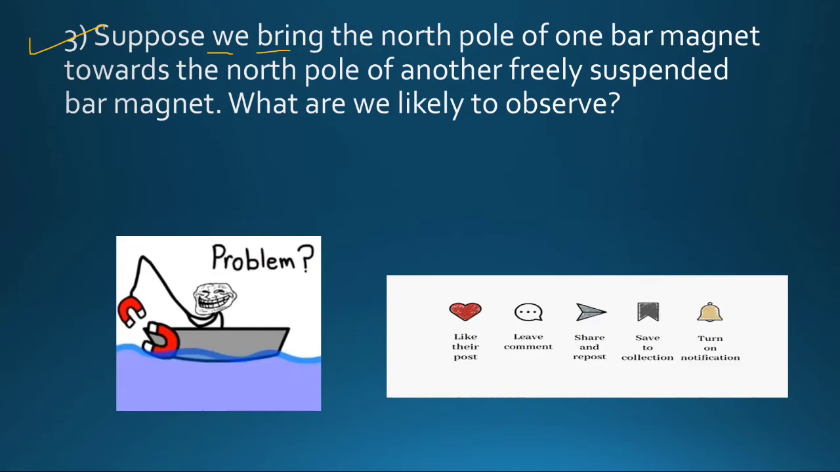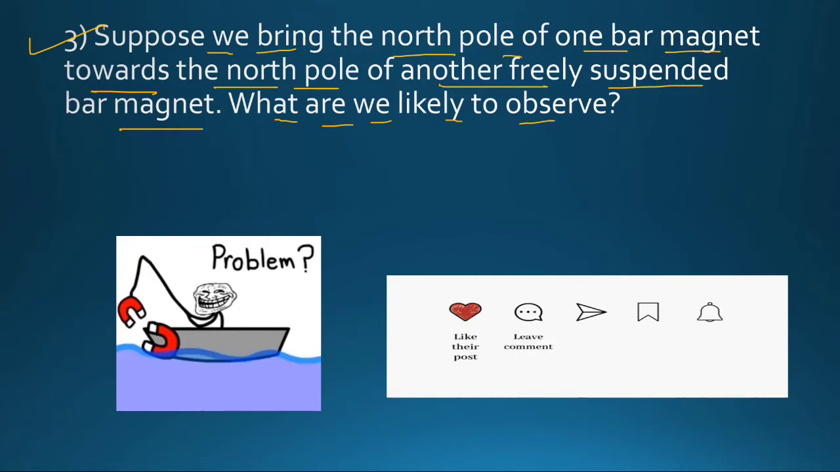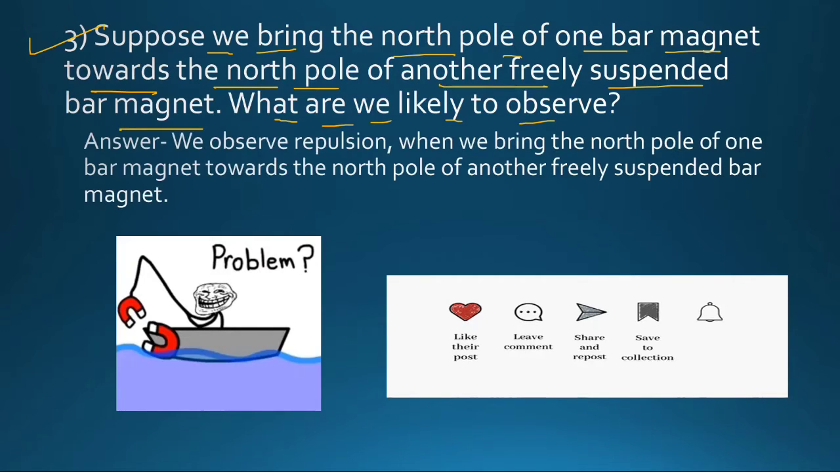Question number 3. Suppose we bring the north pole of one bar magnet towards the north pole of another freely suspended bar magnet. What are we likely to observe? Answer. We observe repulsion. See, this is one magnet, this is another magnet.